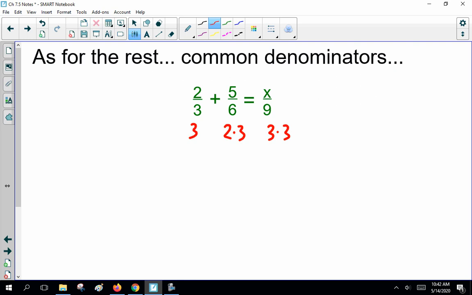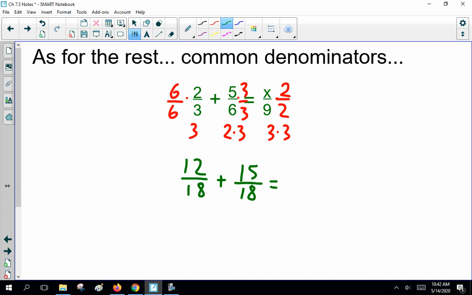So what's my common denominator here? 2 times 3 times 3, or 18. Okay? So I have to multiply this by 6, this by 3, and this by 2, I think. 2 times 9, 3 times 6, 6. Yes. All right? So the next step, this is 12 over 18 plus 15 over 18 equals 2x over 18. So far, so good? Now just double checking: 2 6s are 12, 5 3s are 15, 2 times x is 2x.